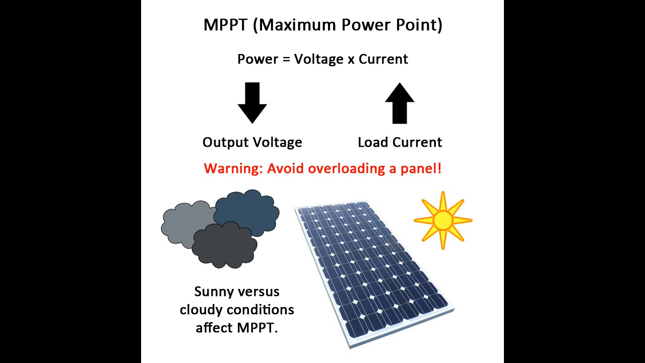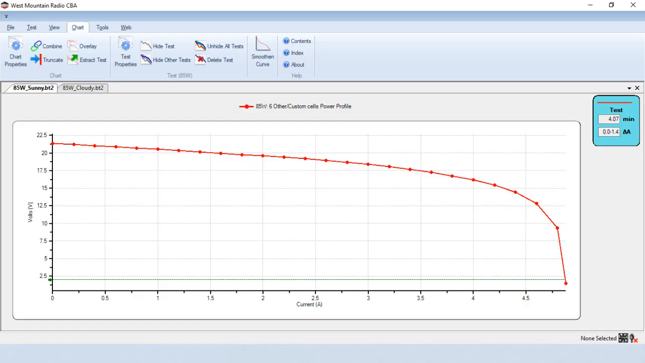The CBA power profile test can gradually increase the current load, while measuring and recording the panel's output voltage. This will let you easily determine the panel's maximum power output point under various sunlight conditions. Here is the test result of an 85-watt solar panel in sunny conditions. The chart is showing volts versus amps. As the current increases, the voltage of the solar panel decreases. With each increase in load current, the voltage drops more.